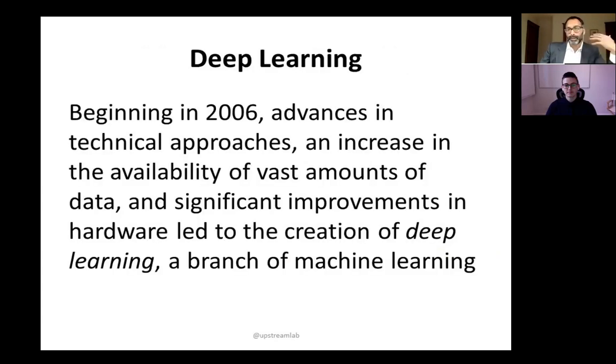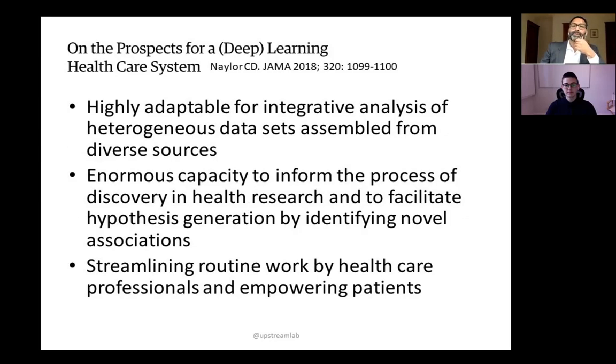Now, one of the things that's propelled this whole field is that starting about 15 years ago, there were advances in the technical approaches and an increase in the data, as we talked about. And it's led to a type of machine learning, which is called deep learning. David Naylor, who's the former dean and president of U of T, had this article where he talked about the potential of deep learning for the health system.